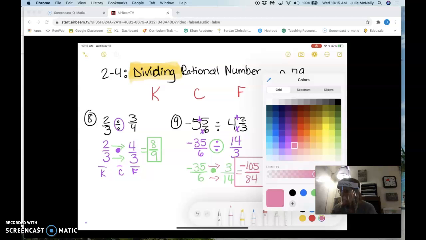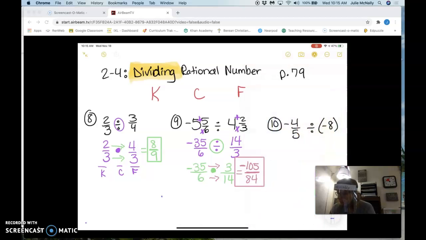Now the only thing I have to do on this one is draw my imaginary 1 under the negative 8 so that I can flip it when I get to that step. Okay? So draw your imaginary 1 under the negative 8.